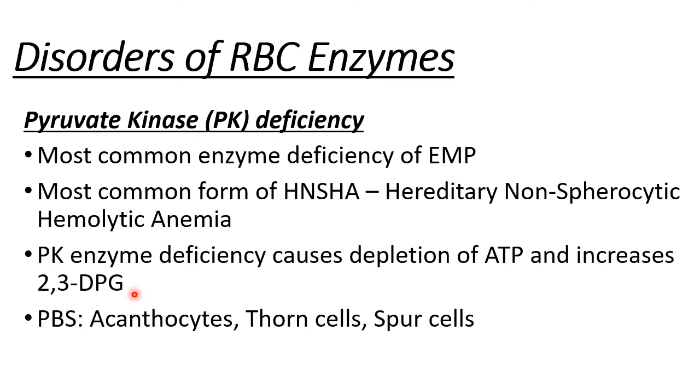Therefore, kapag increase ang 2,3-DPG, anong ibig sabihin yan? Mas nag-release or nawawala agad yung oxygen or mas madaling bumitaw ang oxygen from the hemoglobin. Under PBS or peripheral blood smear, anong mga ma-appreciate mong poikilocytes kapag meron kang PK deficiency? You can appreciate acanthocytes or in other books, ang ibang pangalan niya, thorn cells or spur cells.